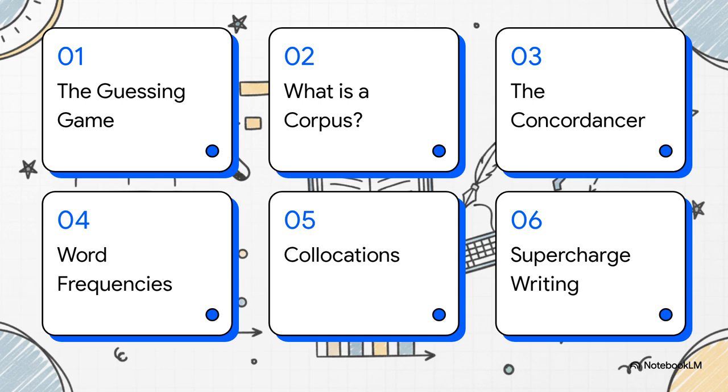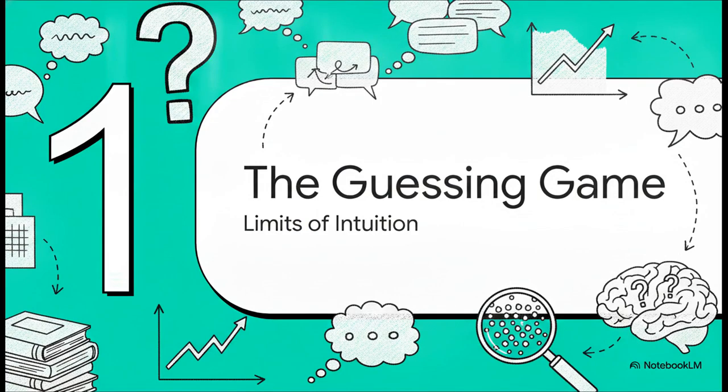Okay, let's dive into this. Here is our roadmap for today. First, the language guessing game. Then, what is a corpus? Next, enter the concordancer, followed by word frequencies, authentic collocations, and finally, how to supercharge your writing. Let's jump right in. Section 1, the language guessing game, the limits of intuition.